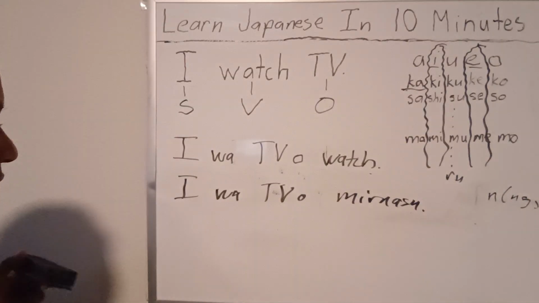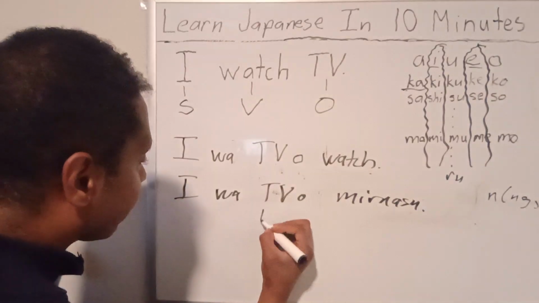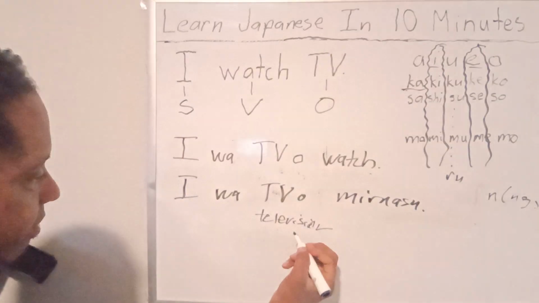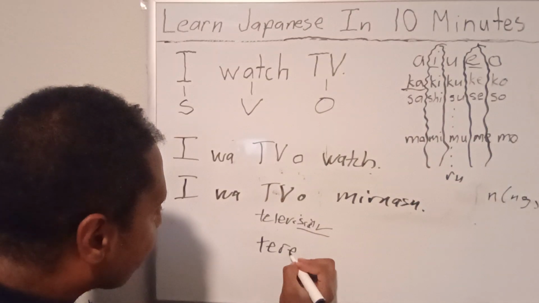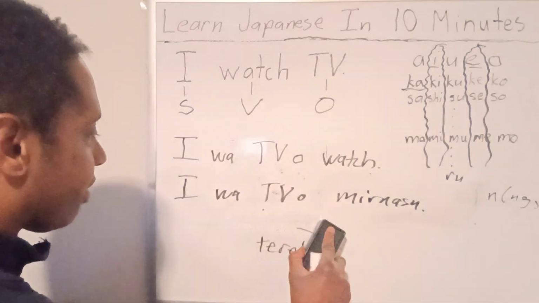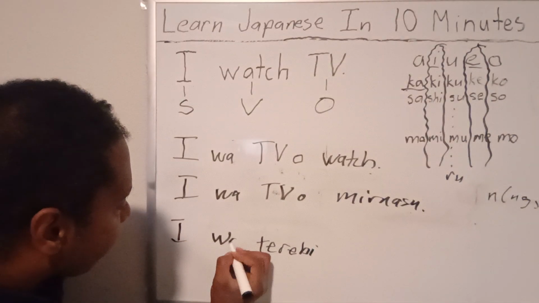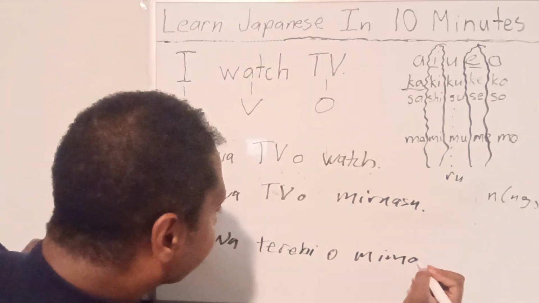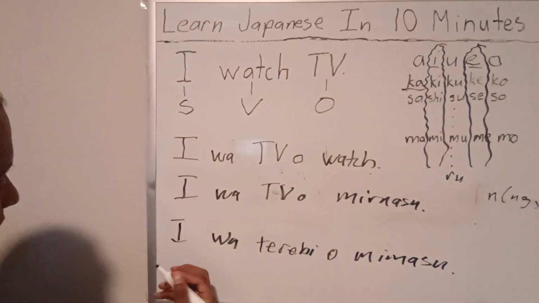TV is basically our word television. They just drop the zhen and write terebi. So basically it's terebi. So I wa terebi o mimasu. That's basically how that works.